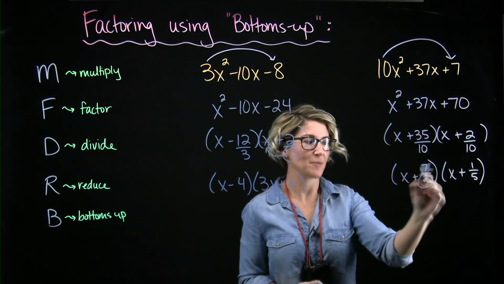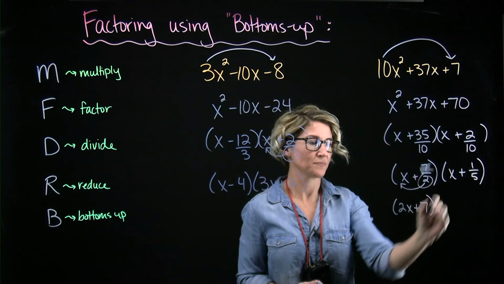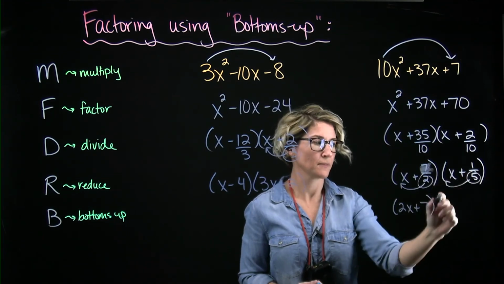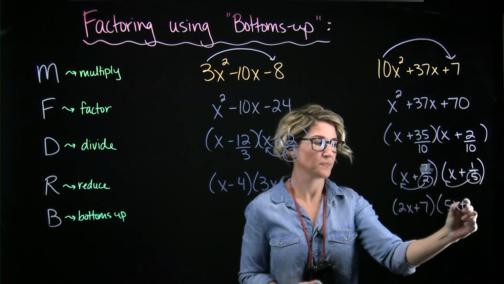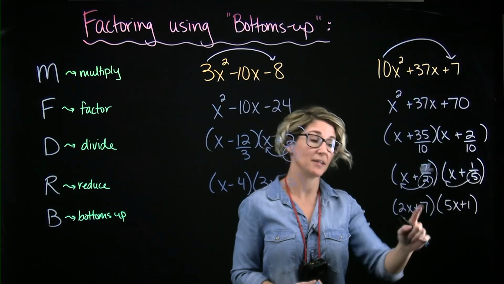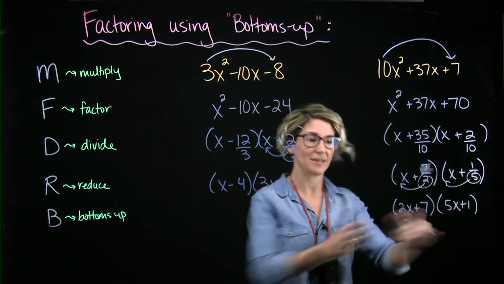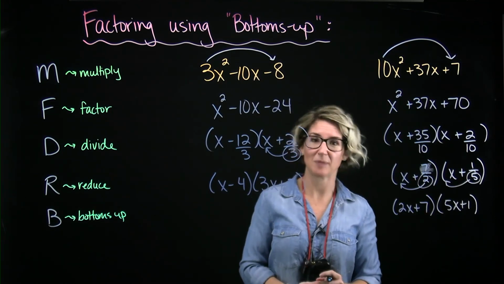Once I reduce, I'm going to bring my bottoms up. So 2x plus 7 times 5x plus 1 is the factored version of my original. I can FOIL it to double check, but that's my factored piece. There's bottoms up. I hope it helps.